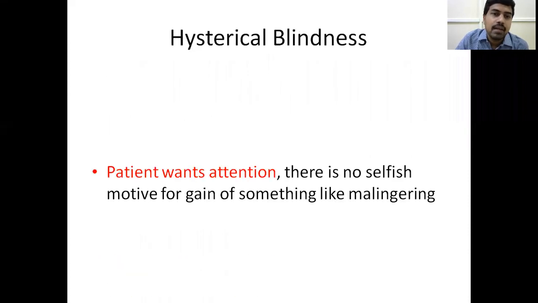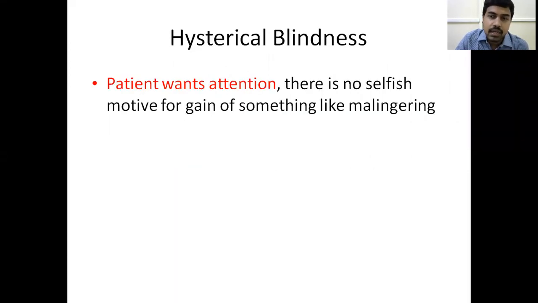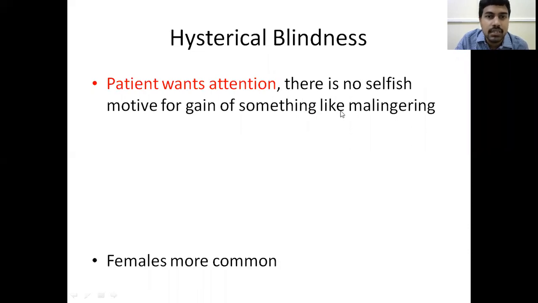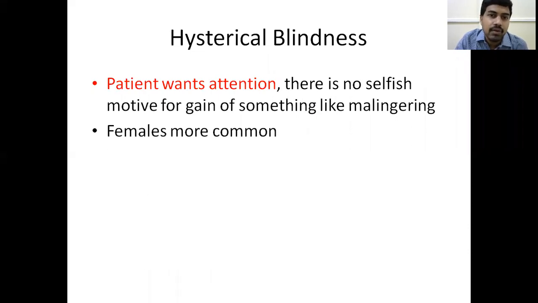Whereas in hysterical blindness, the patient wants attention. I told you malingering is more common in males. Hysteria is more common in females, especially adolescents. So here, the patient wants attention. There is no motive or gain here. If someone comes to them and says, how are you? Why are you feeling bad? Okay, we'll take you to the hospital. He says, I'm absolutely normal. So in hysteria, the patient wants attention. If you give him some time, they will automatically come back.